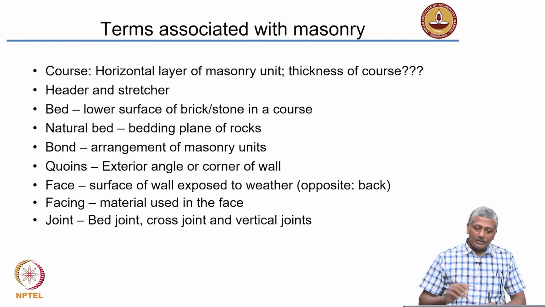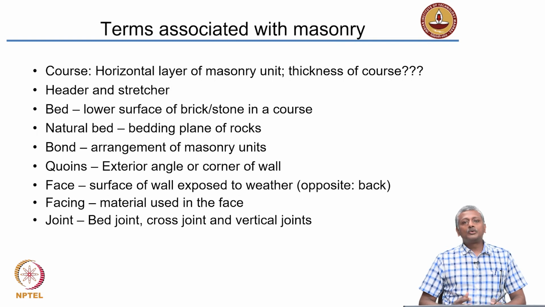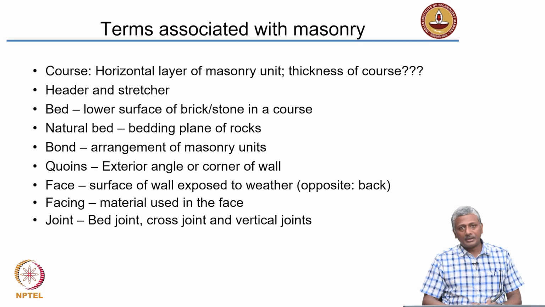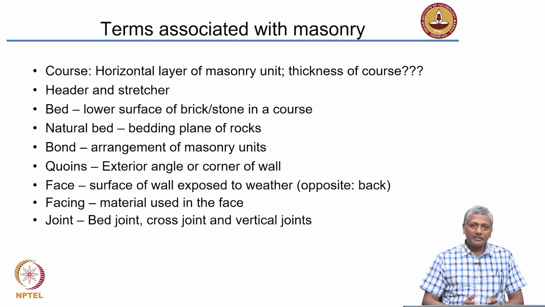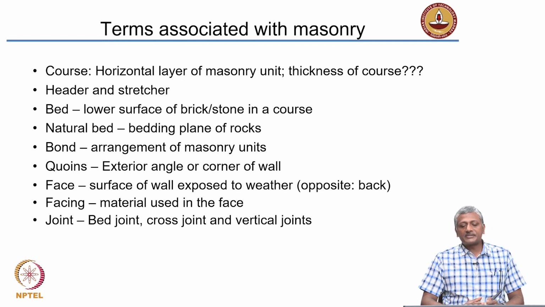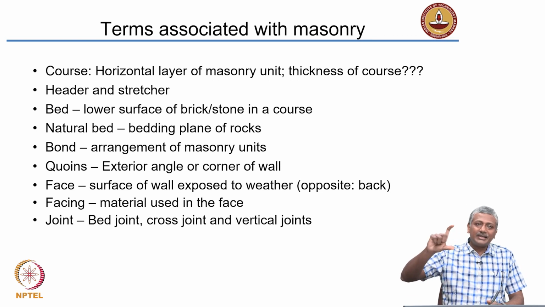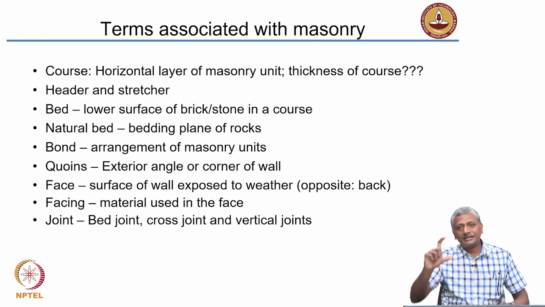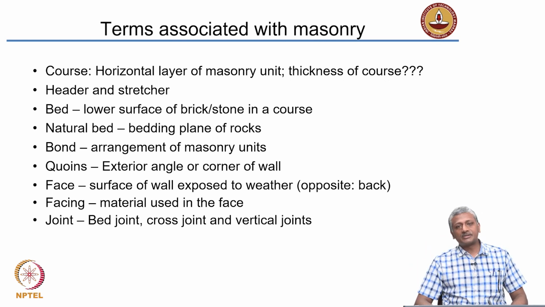So, before we go into looking at specific aspects of masonry construction with bricks or with stone, let us try and understand some terms that are associated with masonry. So, one of the common terms that we use in masonry is that of a course. A course is nothing but a horizontal layer of masonry units which have a thickness which is equal to the thickness of each individual masonry unit. For example, if you are using a modular brick, the thickness will be 10 centimeters in a course.